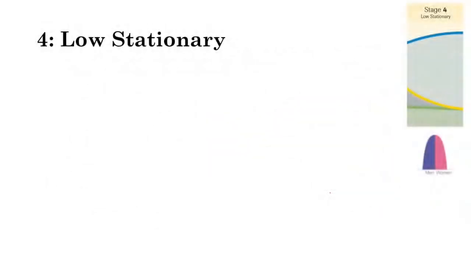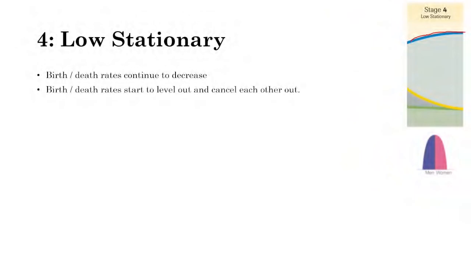Low stationary, stage 4 here. We can see that the natural increase rate is starting to level out. We're seeing population kind of increase, but then it's leveling out. It's not really increasing a lot. It's not really decreasing a lot. We see that the birth rates and death rates continue to decrease. The birth rates will decrease, the death rates will decrease slowly, and they're going to eventually level out and become very similar with one another, and they will cancel each other out. So we see low birth rates, low death rates, low population growth.